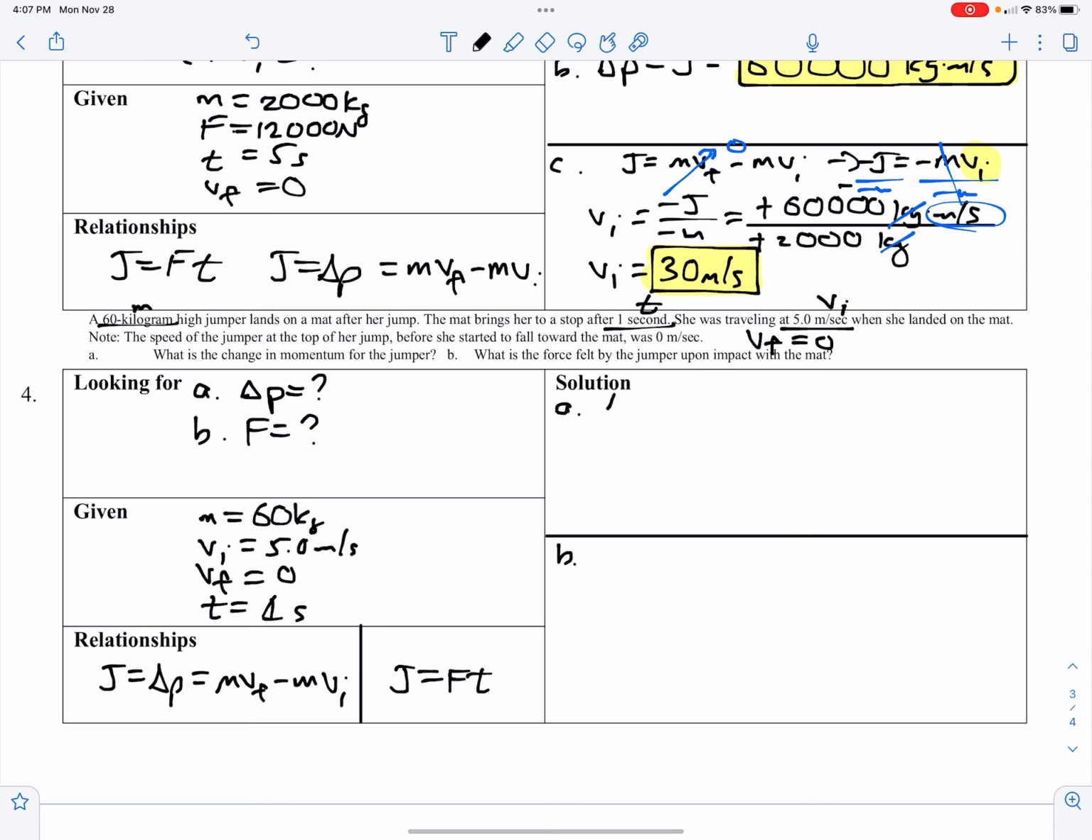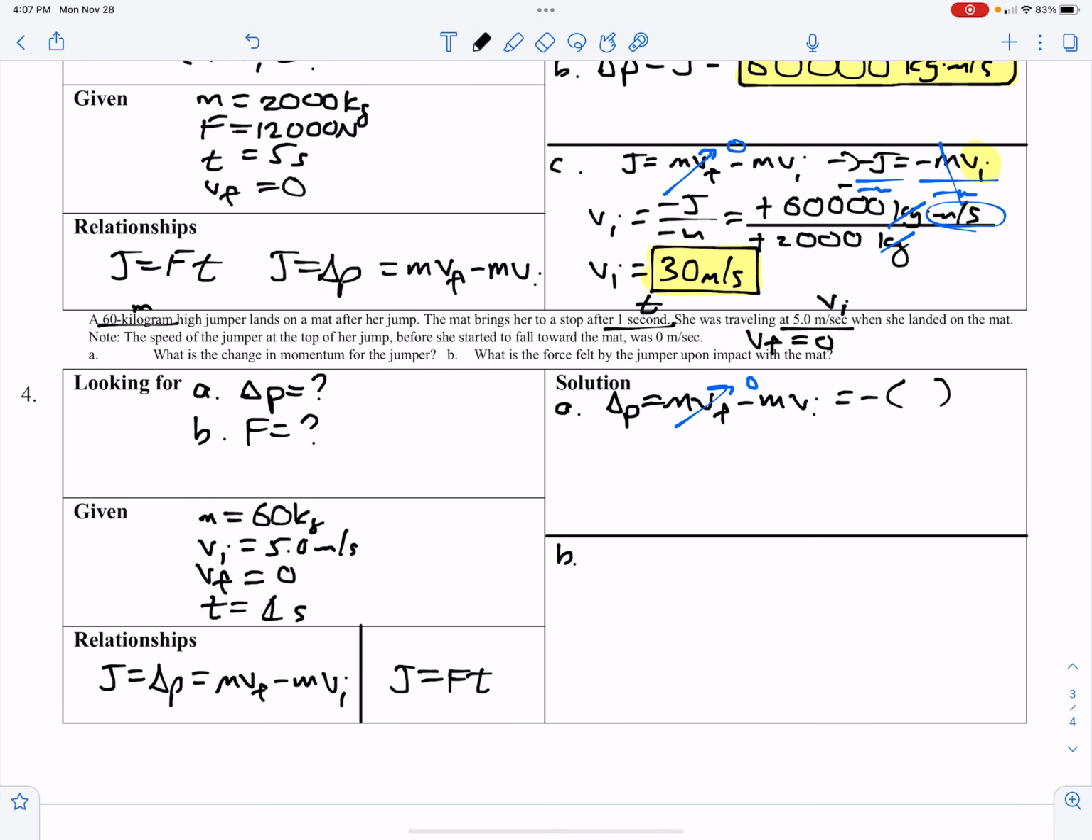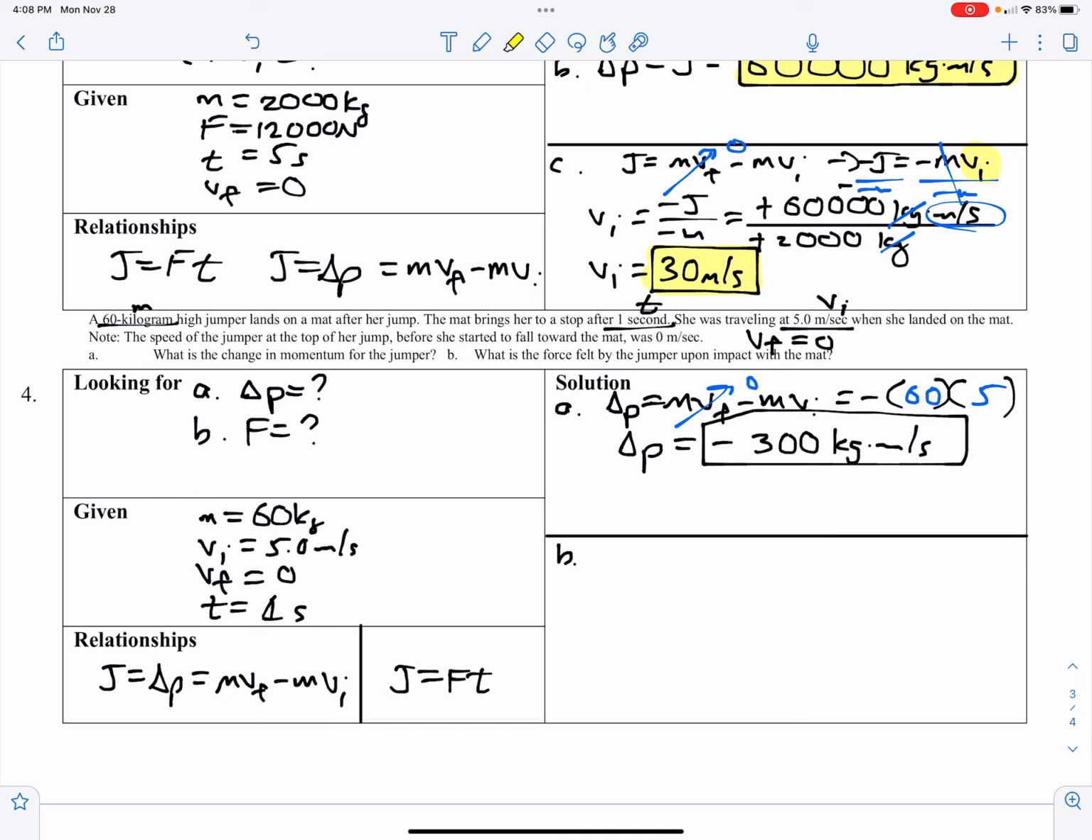So part A, the change in momentum is going to be mv final minus mv initial. We're going to reduce the final momentum to 0, and so that's going to be negative mv initial, which would be 60 times 5, or we could say the momentum decreases by 300 kilograms meters per second. That is the impulse experienced on the jumper by the mat.